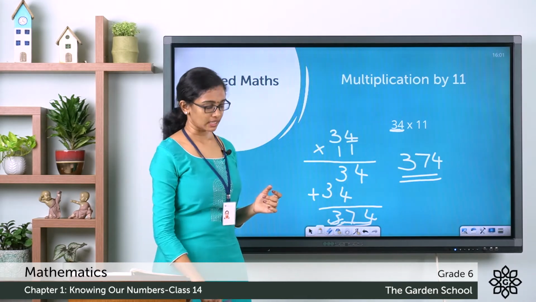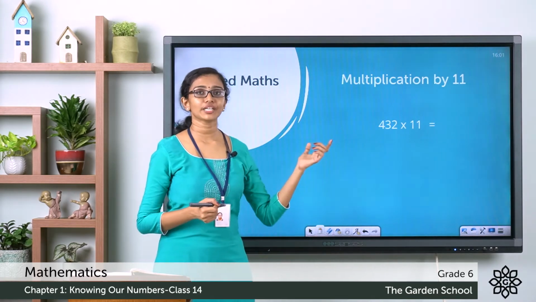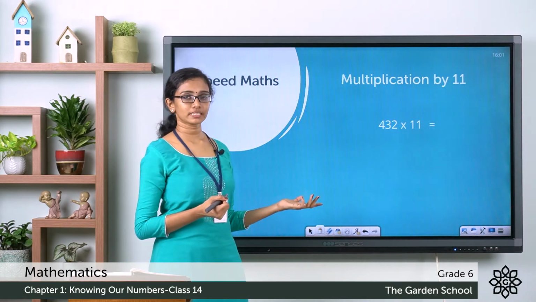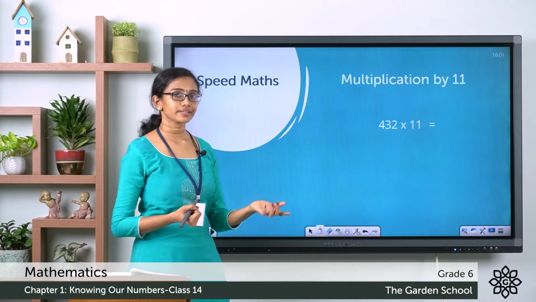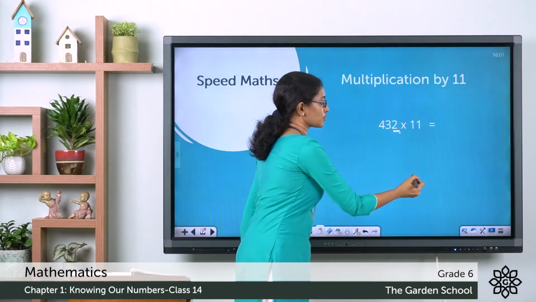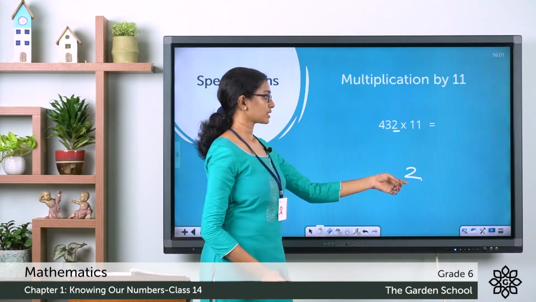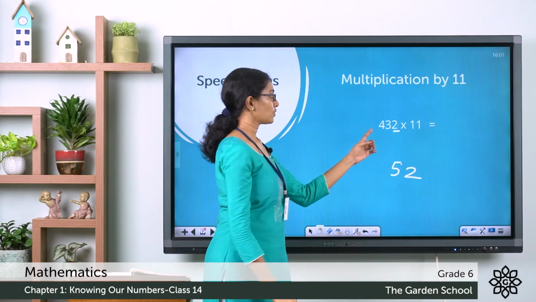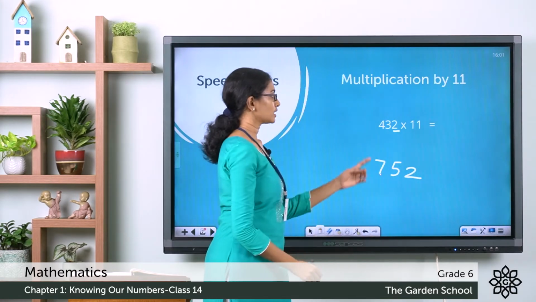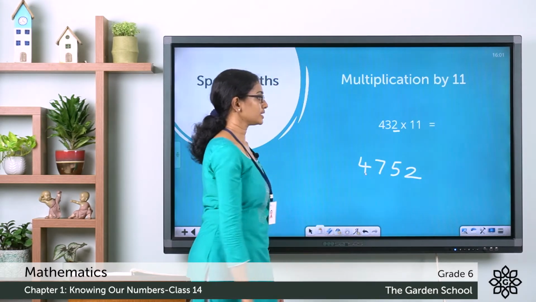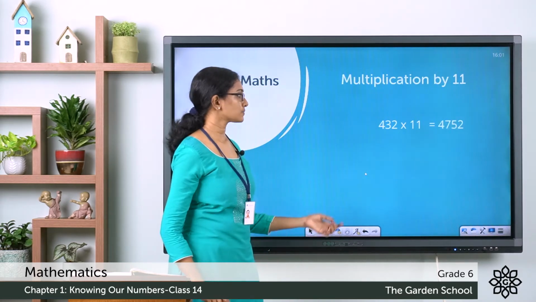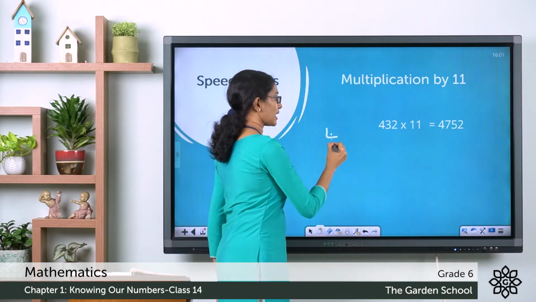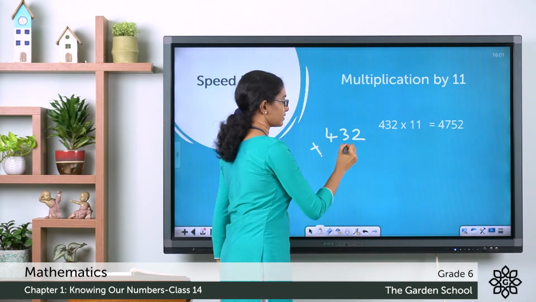I'll show you one more example. Here you have 432 into 11. So if you go the same way as in the previous case, let's see how we can write the product. The ones digit should be written just as it is. So we have written that like that. Now 3 plus 2, 5; 4 plus 3, 7. Now here we are writing 4. So here the product is 4752. Let's do a checking. Let's multiply 432 by 11.